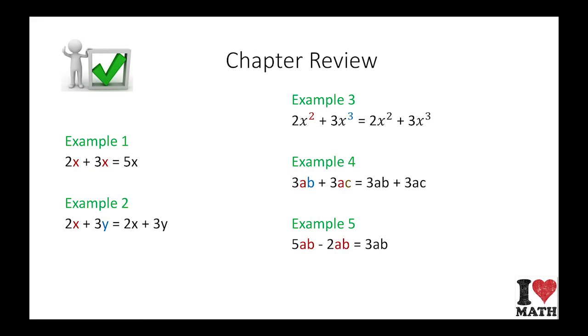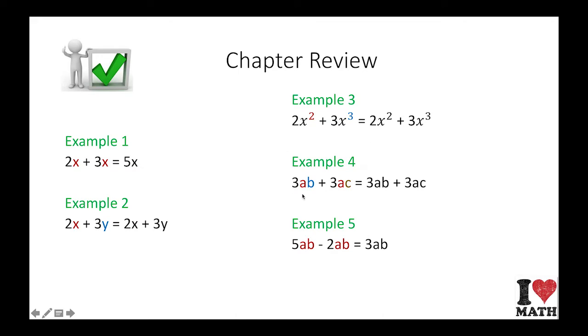Here's a short review. In the first example, we saw 2x plus 3x, the same letters, so that's going to make it 5x. The second example, we saw 2x plus 3y, different letters, so the result was the same, 2x plus 3y. The third example, we saw the exponents different. We had square and then cube. So we couldn't add the numbers and the letters, so we had the same result here.